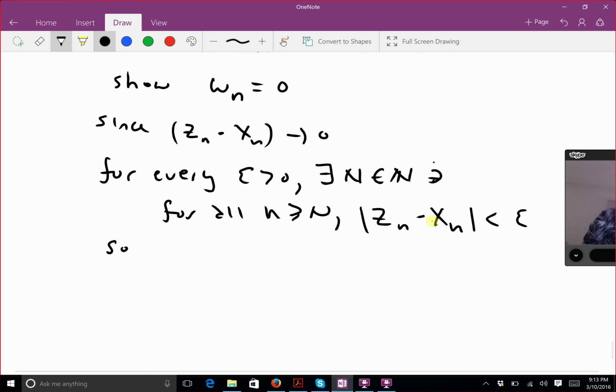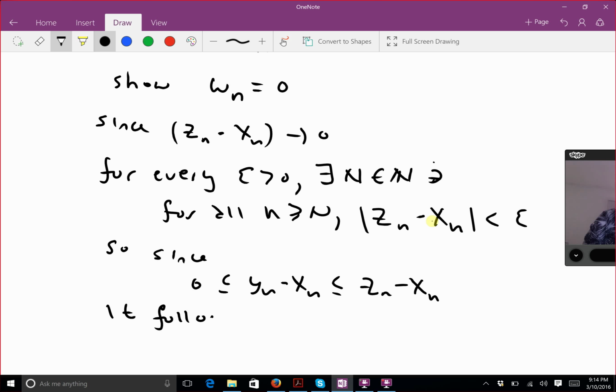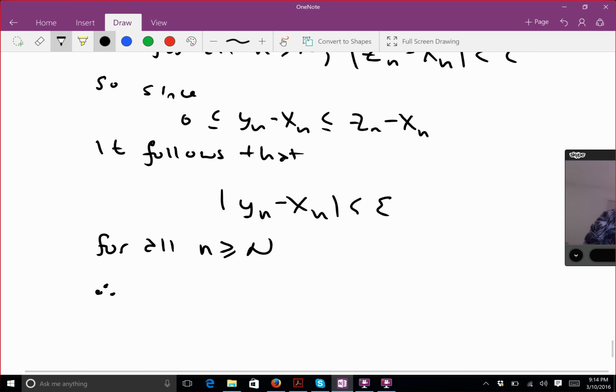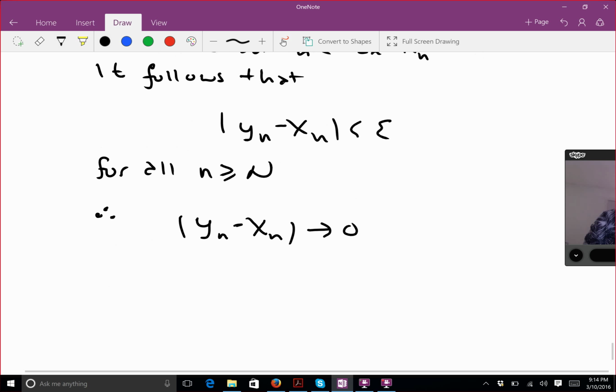So since 0 is less than yn minus xn is less than or equal to zn minus xn, it follows that this also has to be less than epsilon for all n greater than or equal to capital N. Therefore, we know that yn minus xn converges to 0.